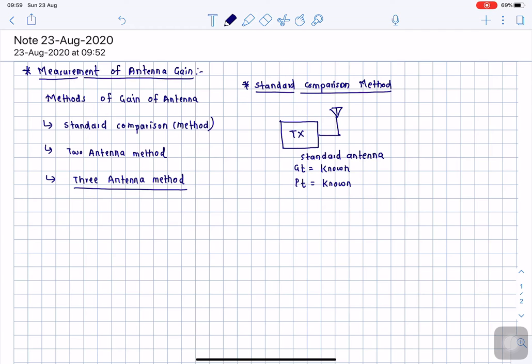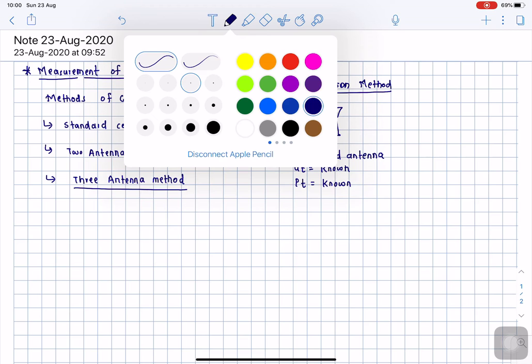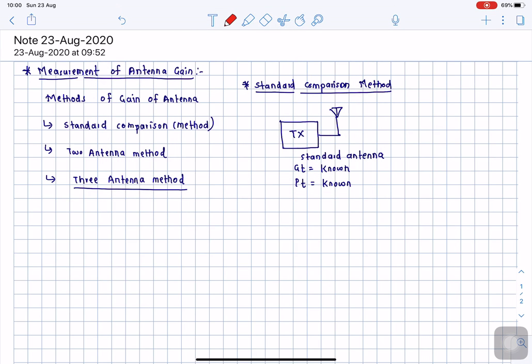What we do next is we place our test antenna, or the prototype antenna whose gain we want to measure, at a suitable distance such that it comes in the far field radiation zone of the standard antenna. So we place our test antenna in receiving mode over here. This is a receiver antenna, and the antenna whose gain we want to calculate is called the test antenna.